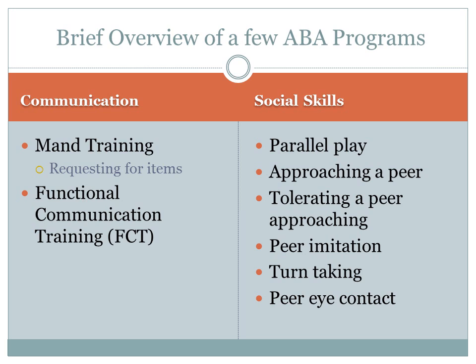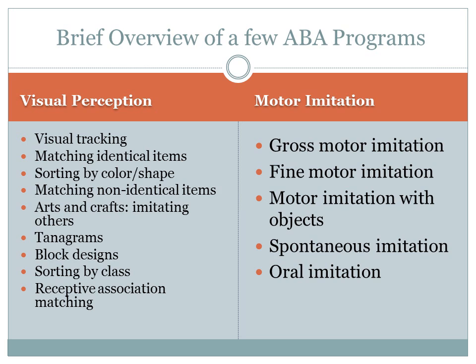Social skills. Here we have parallel play, approaching a peer, tolerating a peer approaching you, peer imitation, turn taking, peer eye contact. Visual perception. These are things that you need to scan an array or follow an object, like in visual tracking, matching identical items, sorting by color and shape, matching non-identical items, arts and crafts, imitating others. So you're going to be looking at your peers that are doing the task appropriately and look to them for assistance as opposed to being prompt dependent on an adult. Tangram and block designs, sorting by class, receptive association matching. Some motor imitation programs, we got gross and fine motor imitation with objects, spontaneous imitation, and oral imitation.